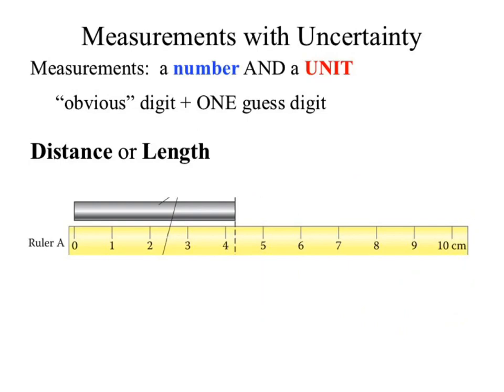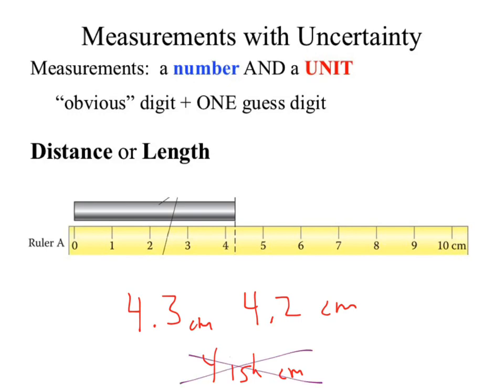Measurements and uncertainty. What is the length of that rod? The length of that silver little bar there. What is the length of that? 4.3, 4.2 something centimeters. 4-ish centimeters. Thank you everybody for participating. 4-ish is wrong, and not just because we said ish.